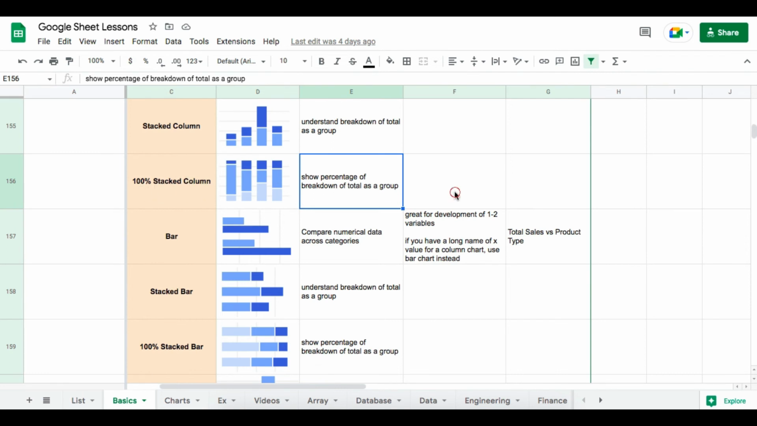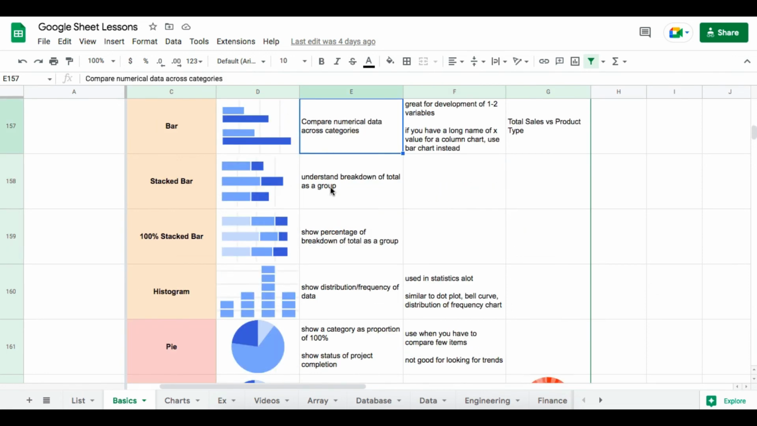And for the bar, which is similar to column except it's flipped to the side, you compare the numerical data across the different categories. It's great also for one or two variables. So this, for example, is two variables, and you can see the development of each of them as you go across. But if you have more variables, it could become a bit complicated, and it's better to use a different graph to decrease the complexity. An example would be total sales versus product type.